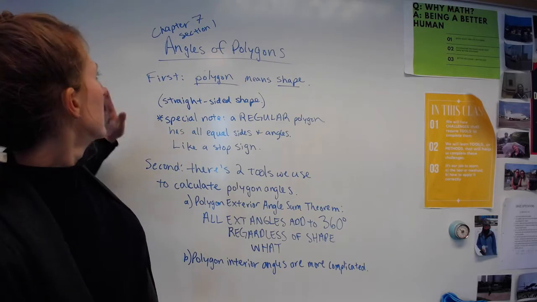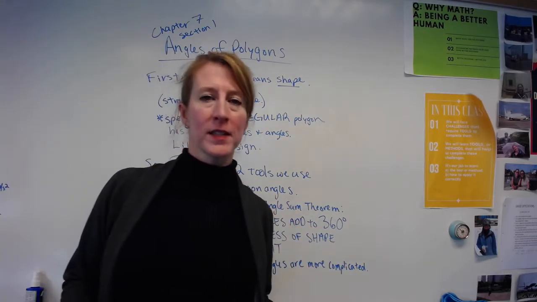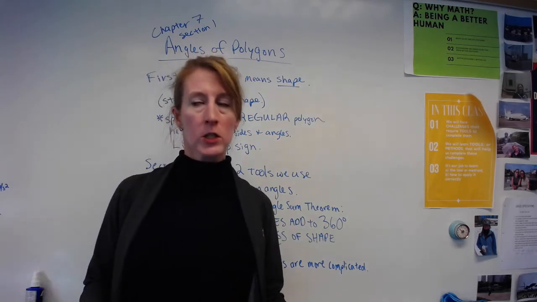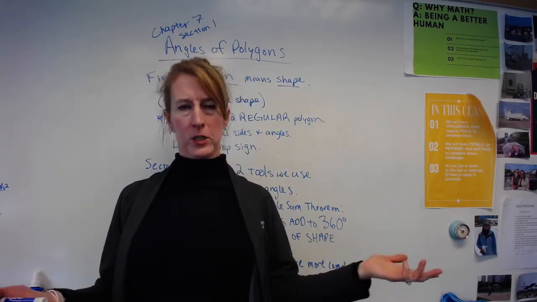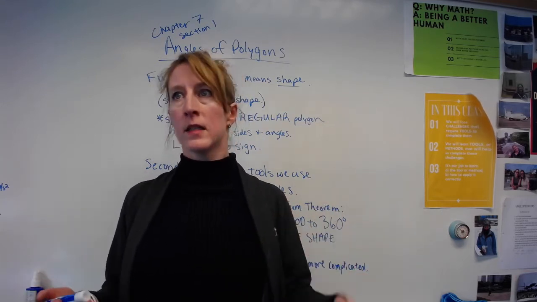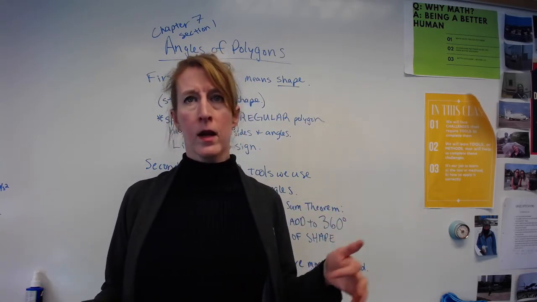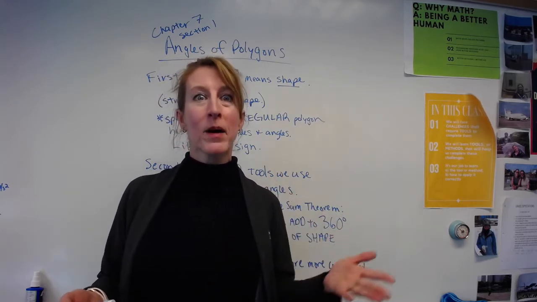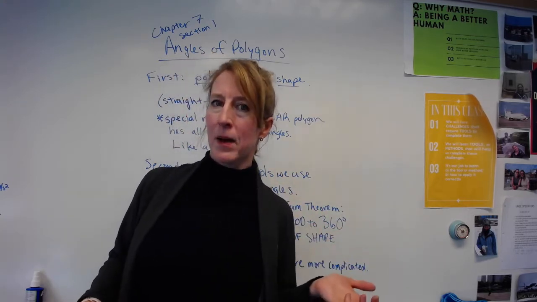First of all, what does the word polygon mean? It's just a fancy word for shape. To be more specific, a straight-sided shape. So a circle is not a polygon, but a triangle certainly is a polygon. Also squares, rectangles, hexagons, octagons, any kind of parallelogram, kites, trapezoids, etc. If it has a bunch of straight sides, it's a polygon.